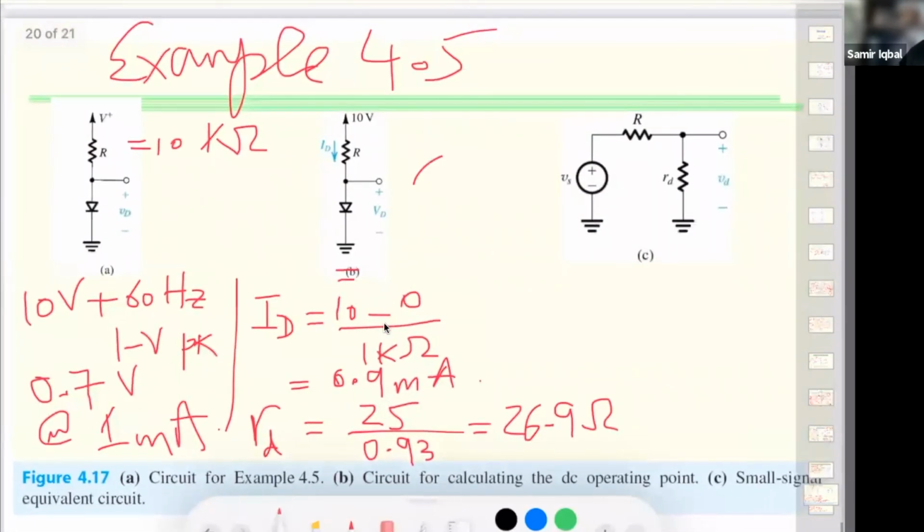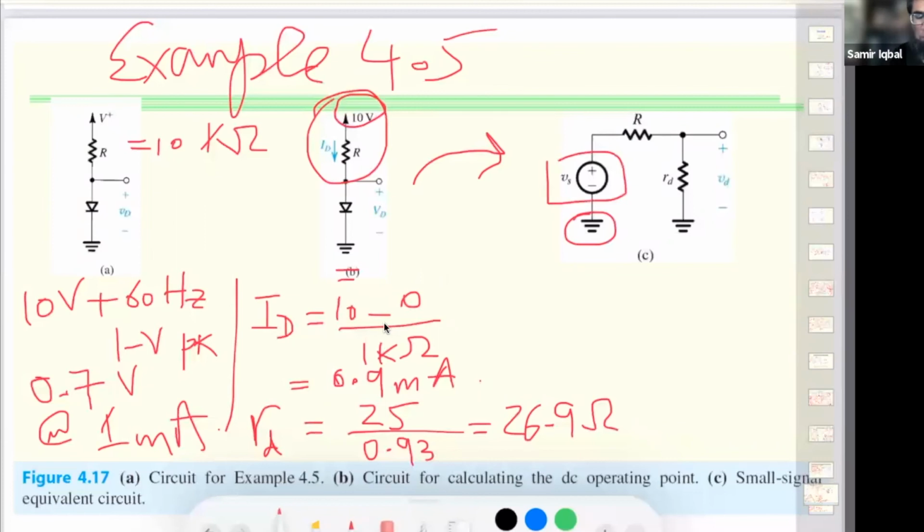When I do this, I'm getting rid of the 10 volts, that's a DC source. The ripple, the small signal, is still coming from here, so I need to keep it there. But this guy is gone, so this is a ground now. There is still some value coming from this, and that value is 60 hertz, 1 volt peak voltage. You with me on this?